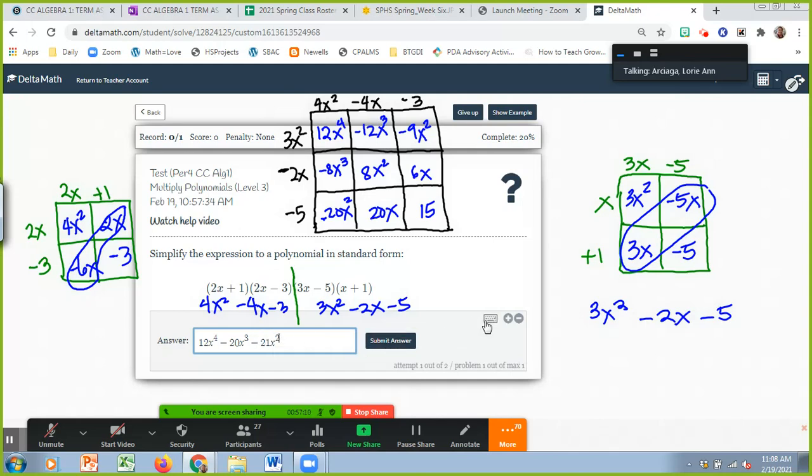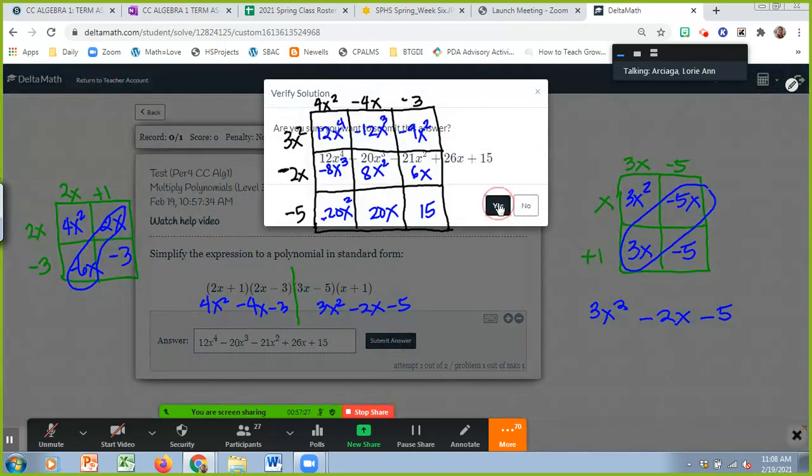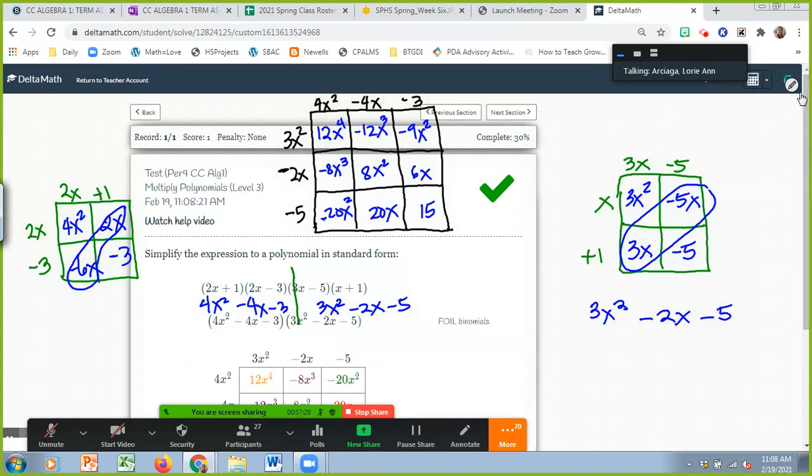Okay, and where are we now? Okay, now let's go to the x. 20x and 6x, that's 26x together. And last but not the least, that's 15. Okay, hopefully we all did it right. And yay! Okay, oops, what happened to my other screen? So that's the answer.